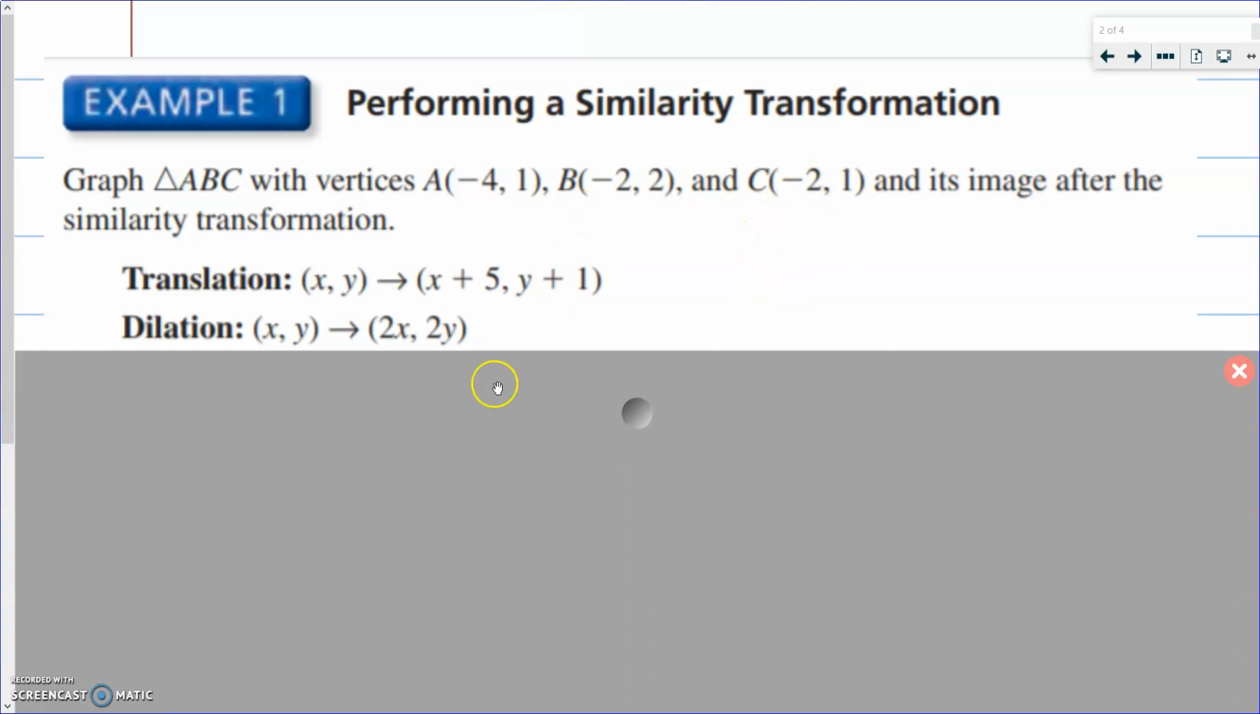Once we get these new points, we're now going to multiply each x and y by 2, which is going to shrink it or enlarge it. In this case, it's going to enlarge it. So what does that look like?